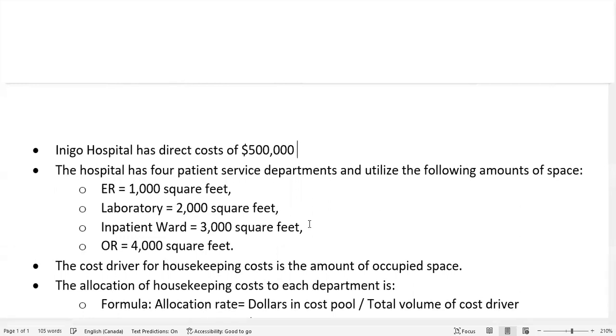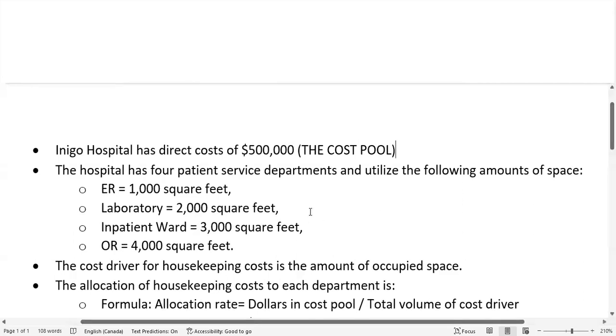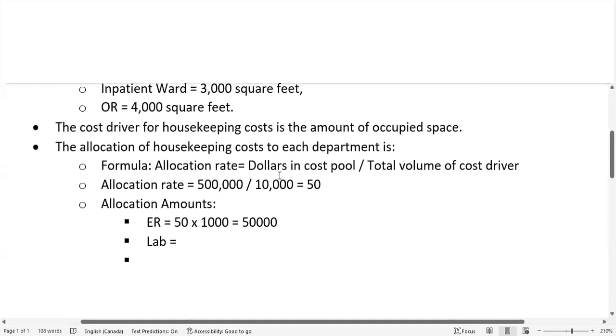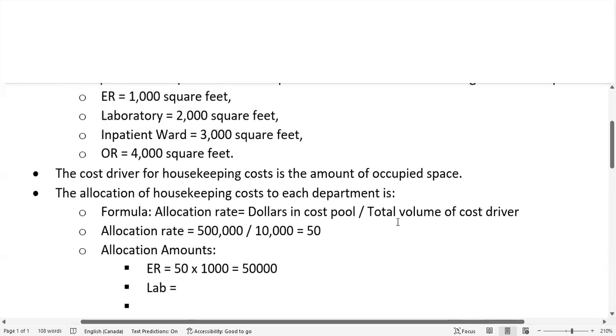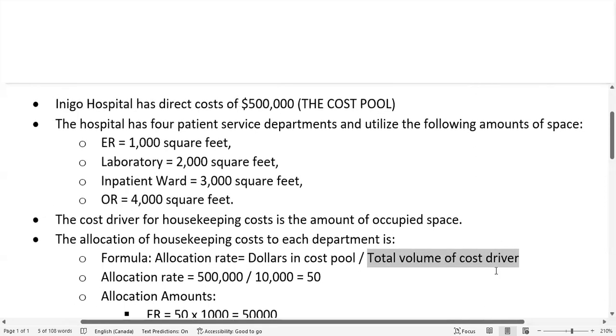So this is the cost pool. You're dividing that amount by the total volume of the cost driver. How would we know the total volume of the cost driver? We don't have that here, right? So what's the cost driver? It's the space.